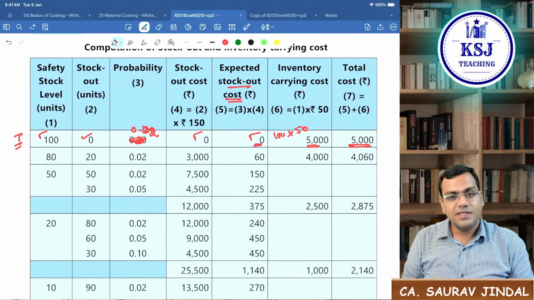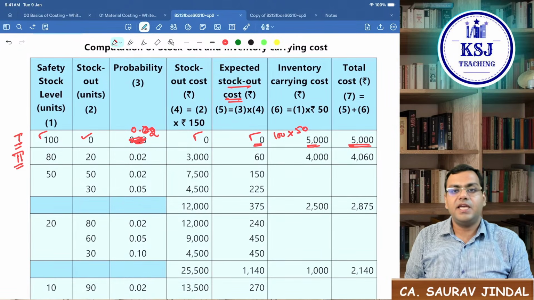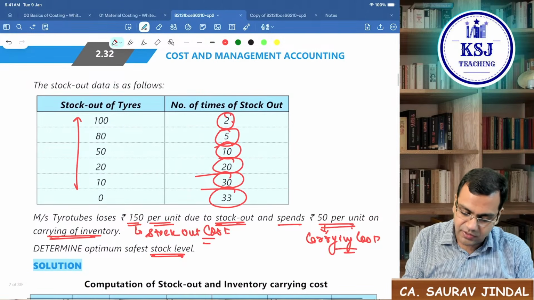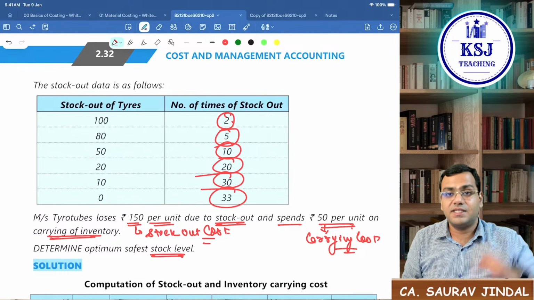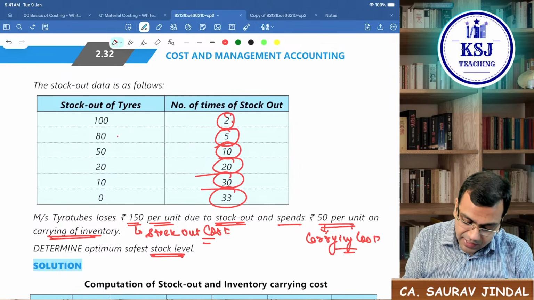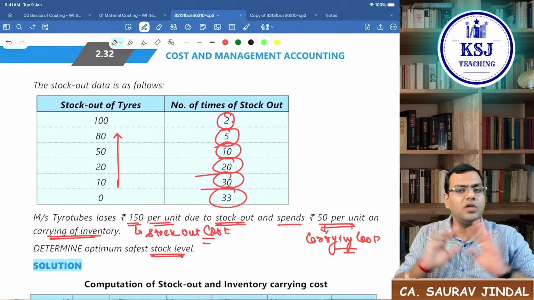Clear? Second case. Let's take up the second case. We say if you are having a stock of 80 units, safety stock of 80 units. Now listen to it very carefully. If you are having a safety stock of 80 units, if there is a demand up to 80 units, will there be any issue? There will be no issue, sir.